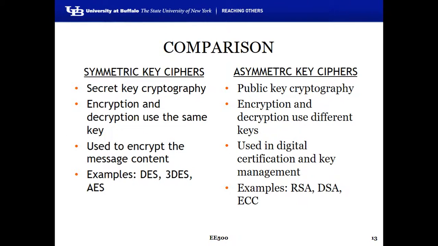Moving on to the comparison between symmetric key ciphers and asymmetric key ciphers. The first one is secret key cryptography and the other one is public key cryptography. Encryption and decryption use the same key in symmetric ciphers, and encryption and decryption use different keys in asymmetric ciphers. Asymmetric ciphers are used in digital certification and key management. Examples of symmetric key ciphers are DES, 3DES and AES as seen before, and examples of asymmetric key ciphers are RSA, DSA and ECC.